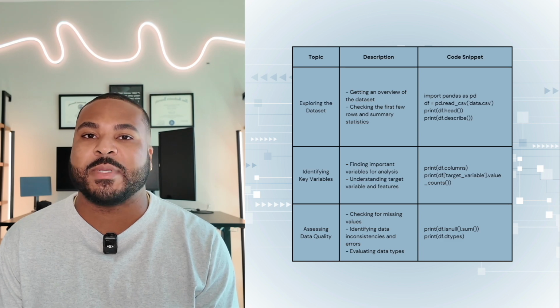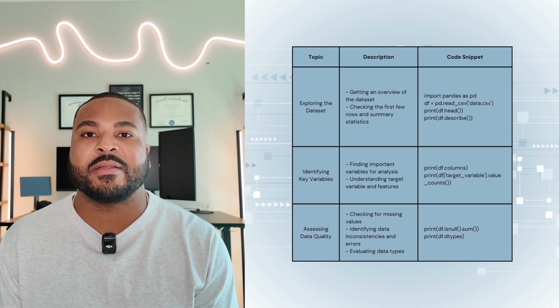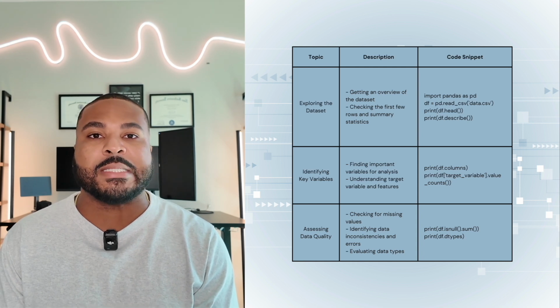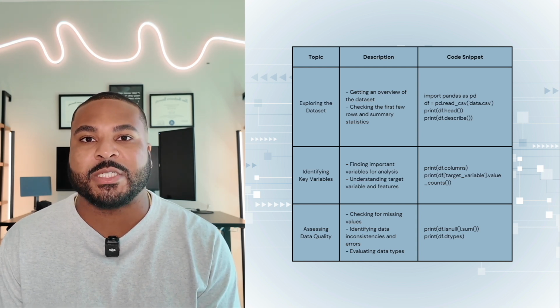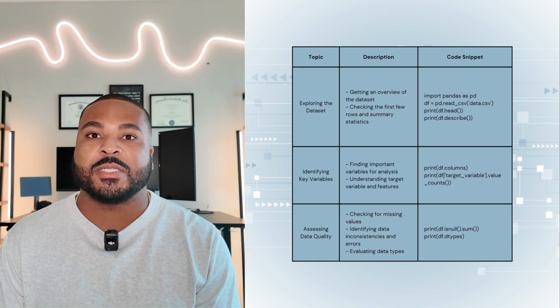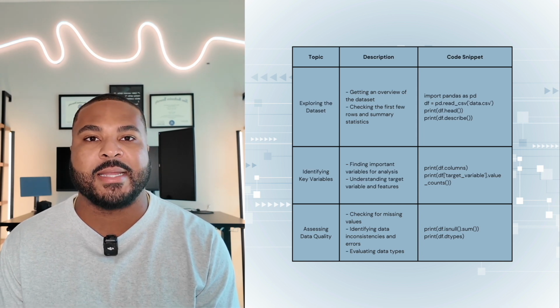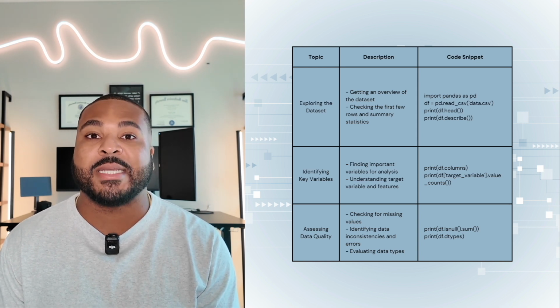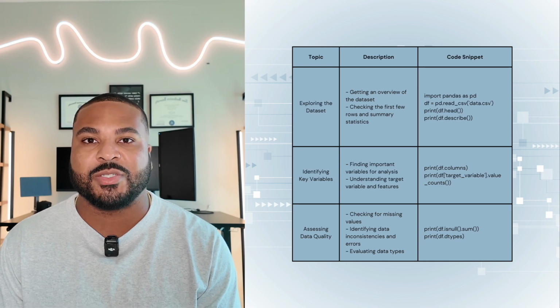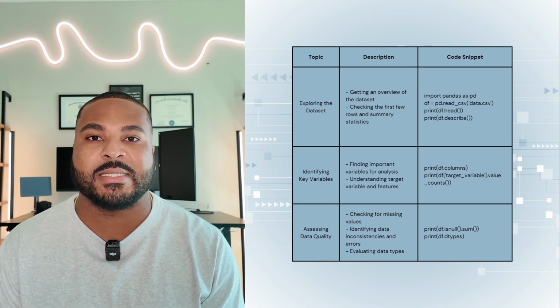Assessing the quality of our data is another crucial step in the data preparation process. We need to check for missing values, data inconsistencies, and errors that could affect our analysis. We also need to evaluate the data types of each column to ensure that they are appropriate for our analysis. So this code snippet will show the number of missing values in each column and data types of each column. Identifying and addressing these issues early on just helps you in creating a clean and reliable data set for analysis.